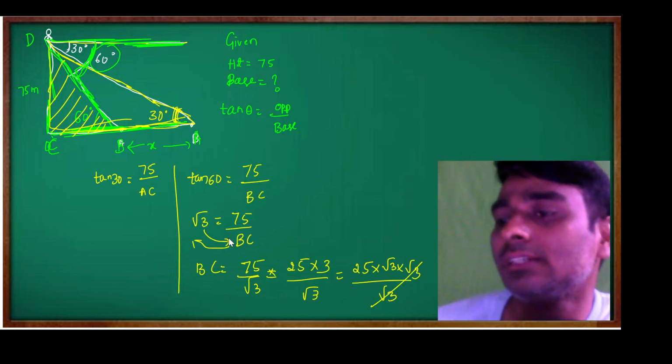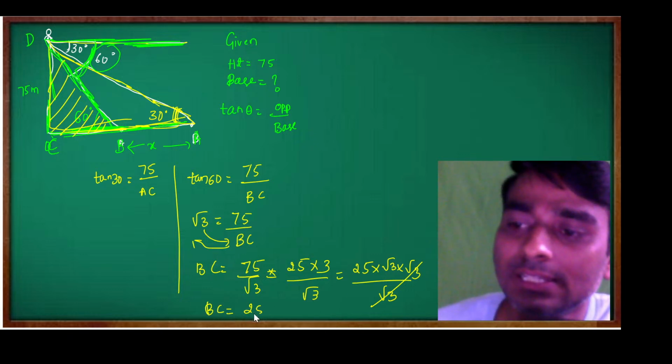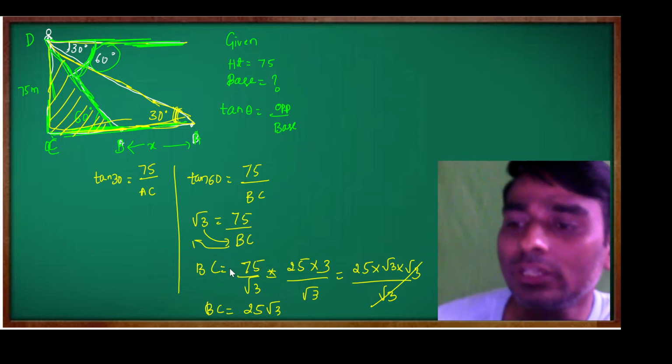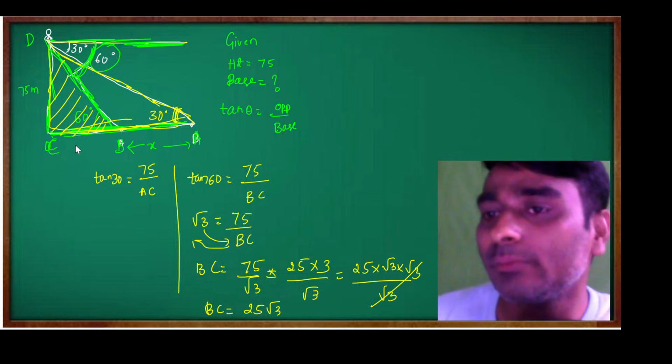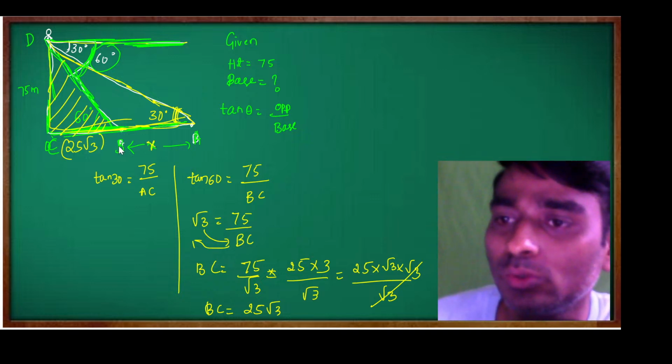Now what will you get? 25 root 3 is your BC. BC is 25 root 3. Okay, come here now. You got BC, now this is 25 root 3. Actually you need to calculate the distance between two cars, which means you need to calculate only this part.